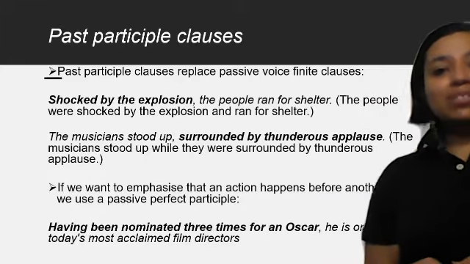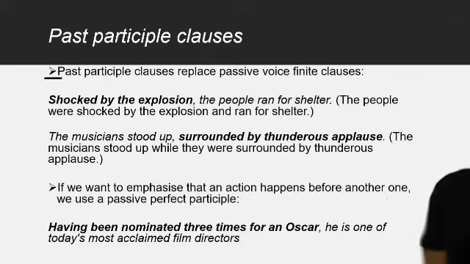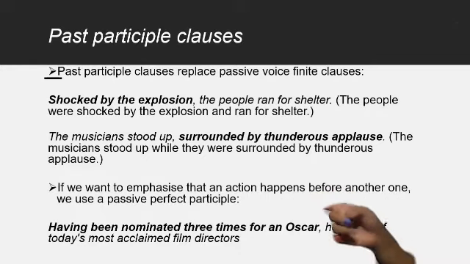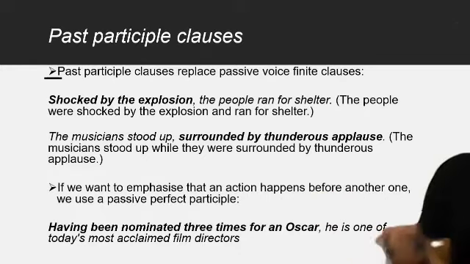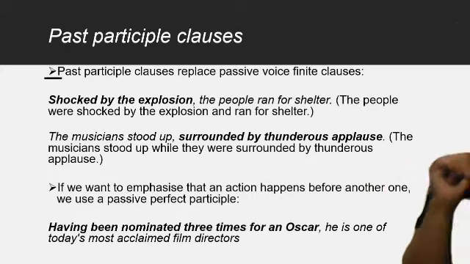If we want to emphasize that an action happens before another one, we use the passive perfect participle. Having been nominated for an Oscar, sorry, he's one of today's most acclaimed film directors. This is how we use participle clauses.